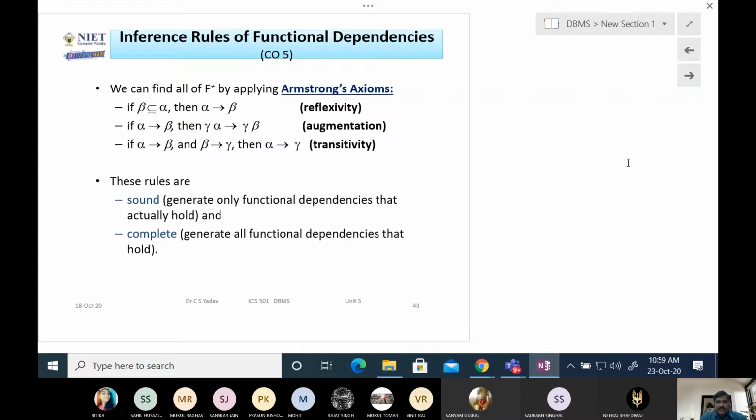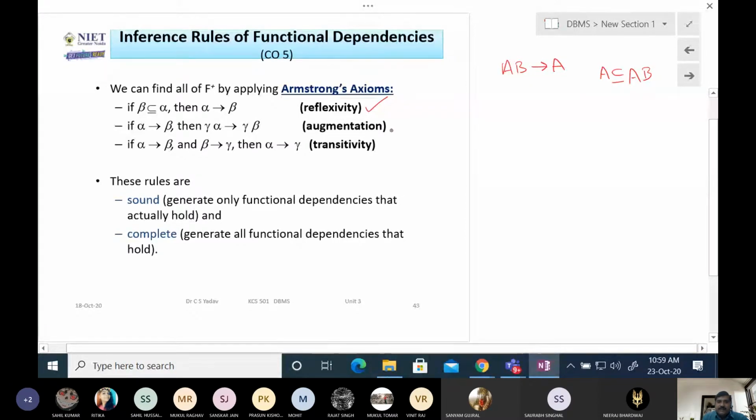So I think first rule will be clear to you all. Reflexivity rule. If you have this dependency AB determines A, it will hold on R. Why? Because A is a subset or equal to AB. This rule is called reflexivity rule.